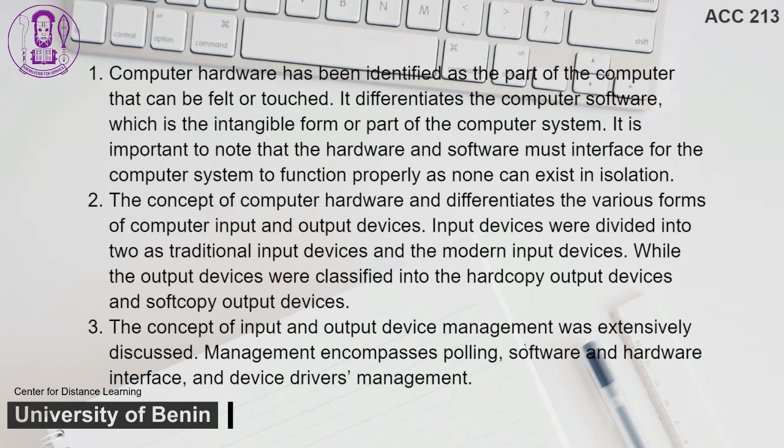2. The concept of computer hardware differentiates the various forms of computer input and output devices. Input devices were divided into two: traditional input devices and modern input devices, while the output devices were classified into hard copy output devices and soft copy output devices. 3. The concept of input and output device management was extensively discussed. Management encompasses polling, software and hardware interface, and device drivers management.